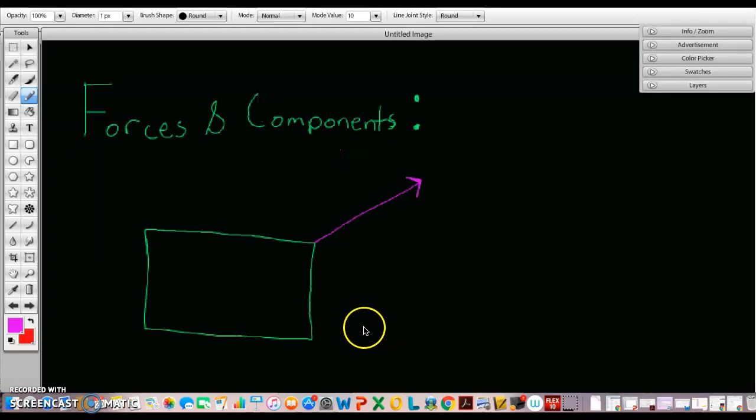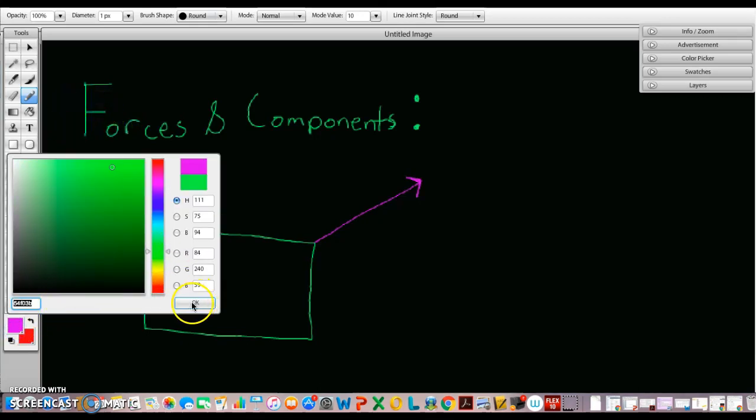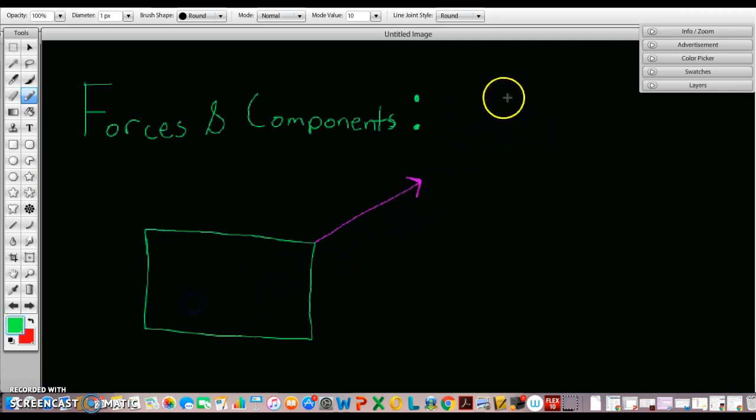All right, so here's a video on forces and components. Now, forces are vectors, so that means that forces have a magnitude and direction. When you're talking about forces, the main part is understanding the directions. Forces can go up, down, left, right, or in some type of diagonal motion. And it really gets tricky once you start talking about forces in a diagonal motion or forces at an angle.